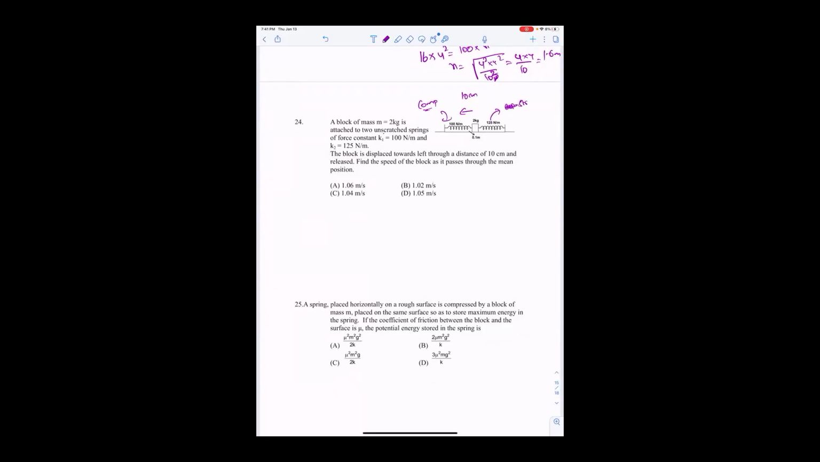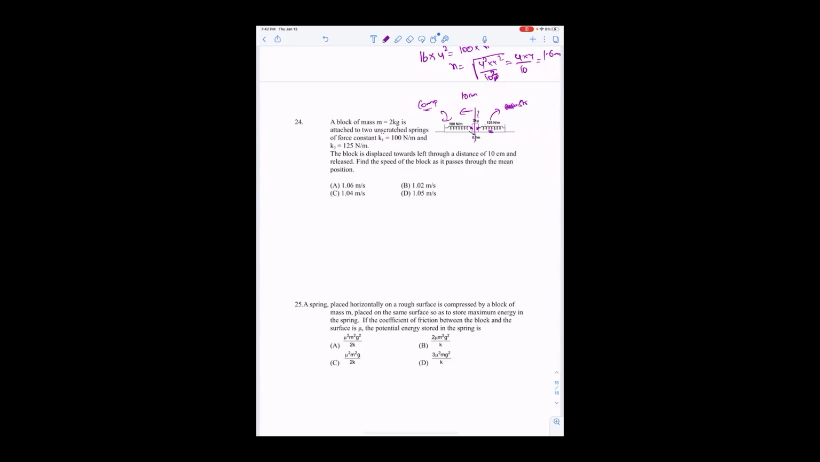Please be clear, because both are attached. If they are unstretched springs and it is not attached, then this won't get stretched. If there is attachment, it gets stretched and compressed. If there is no attachment, there will still be compression on the left spring, but no elongation in the right spring. Find the speed of the block as it comes to the mean position.